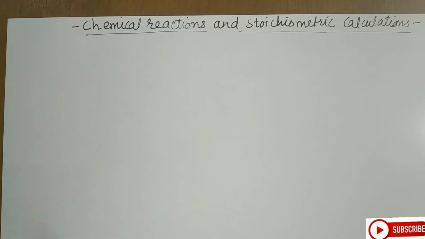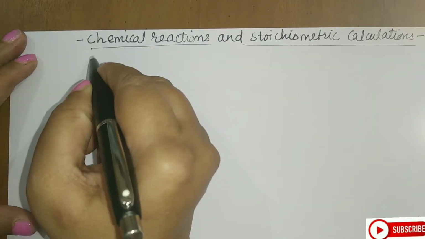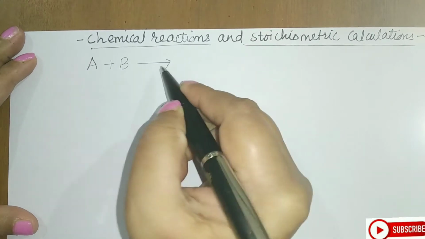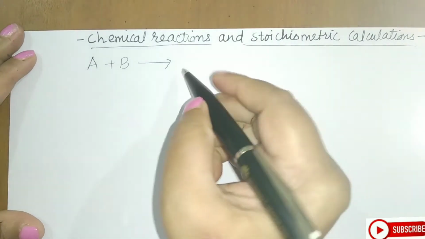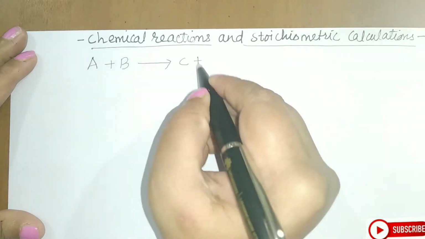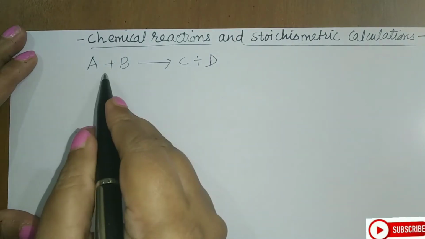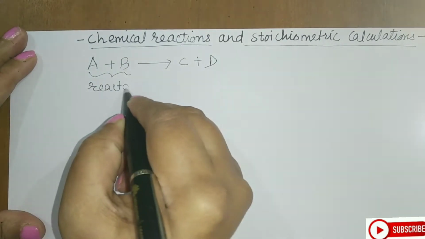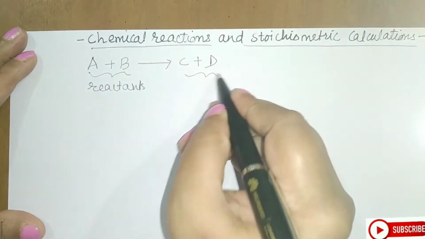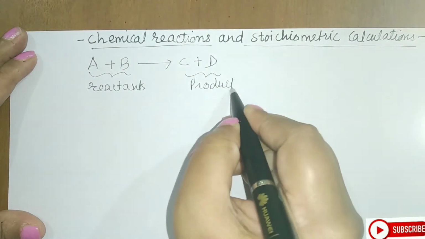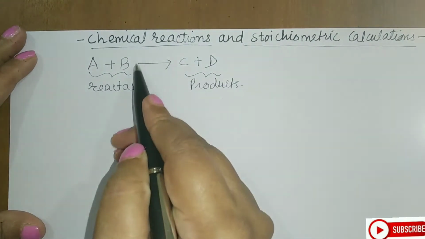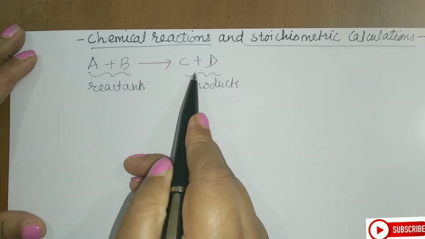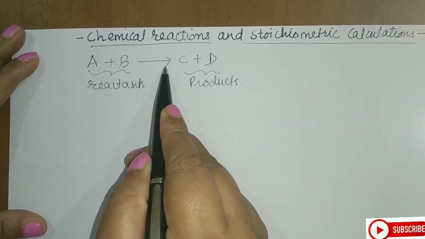stoichiometric calculations. So students, here I take A and I react that with B. I show a forward direction arrow in this way and I write here C plus D. Here A plus B, I call them reactants. This I call products. And this arrow indicates that the reactants are reacting and forming the products. So this is a forward direction arrow.